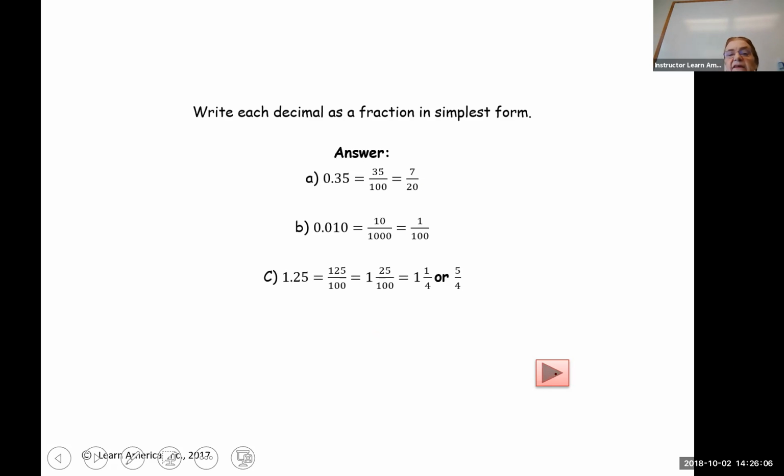Okay, we've taken a look at this one already. This gives us 10 over 1,000, and we can reduce that to 1 over 100. And here we have 1 and 25/100, or a total of 125/100. The 25/100 reduces to 1/4, so you can write it as 1 1/4, or you can write it as 5/4. Which form you use is very much going to depend upon what you're trying to emphasize in a particular problem.